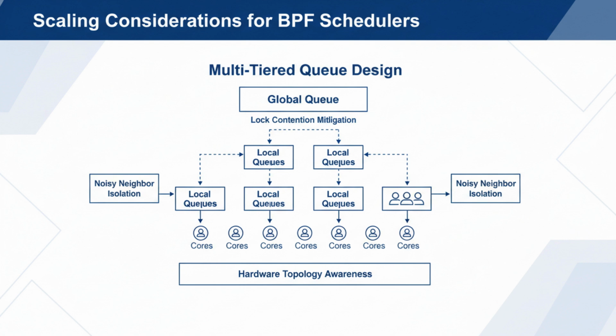For high availability patterns, you can design your scheduler to be topology aware, ensuring that critical services are isolated from noisy neighbors at the hardware level. This level of control, once reserved for kernel developers, is now accessible to infrastructure engineers, allowing for the design of systems that are not just scalable, but also deeply optimized for the specific hardware they run on.